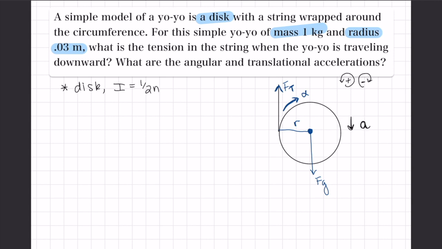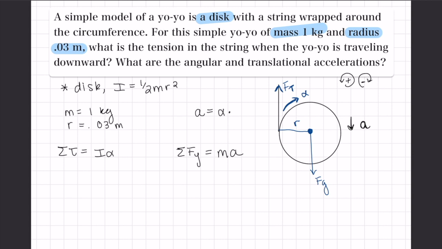That's going to tell us our I is 1/2 mr squared, and our m is 1 kilogram, and our r is 0.03 meters. Awesome. So then we'll take the sum of the torques, and that's going to be equal to I alpha, and the sum of the forces in the Y will be equal to ma.